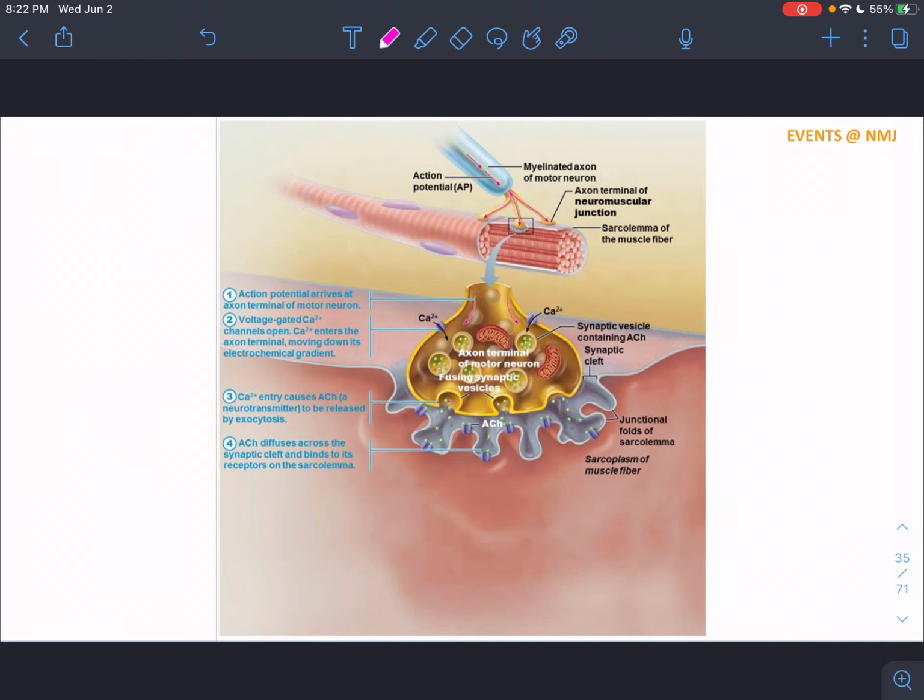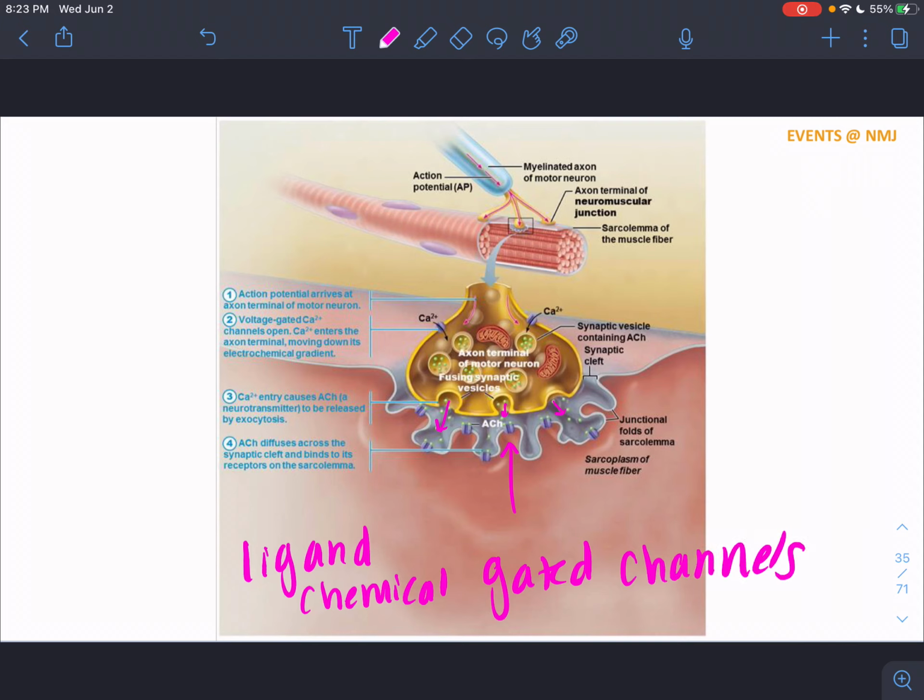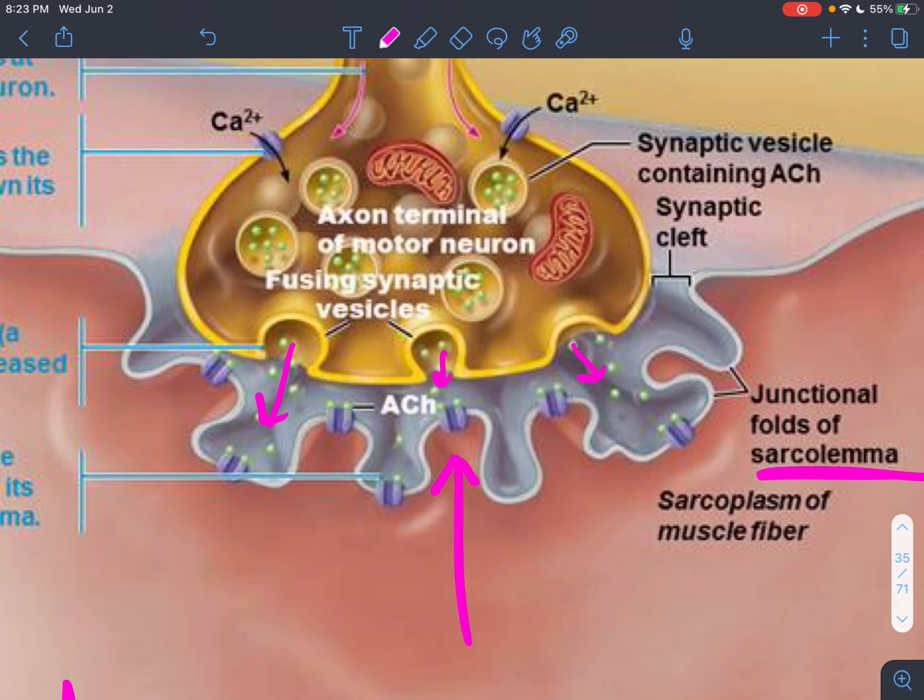Acetylcholine diffuses across the synaptic cleft after being released via exocytosis and binds to cholinergic ligand or chemical gated channels on the sarcolemma. Think acetylcholine, cholinergic. I'm zooming in: on the sarcolemma, we have these ligand-gated channels. Acetylcholine binds to these ligand-gated channels and causes them to open.